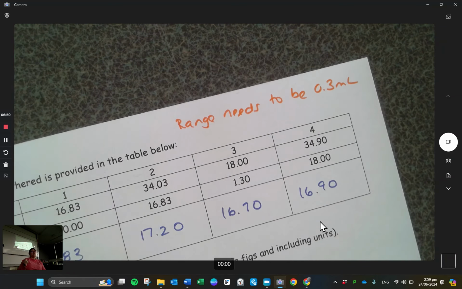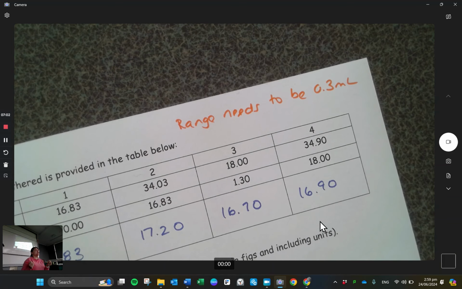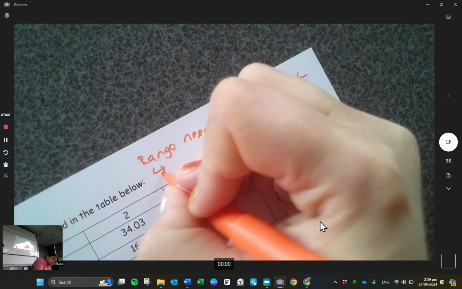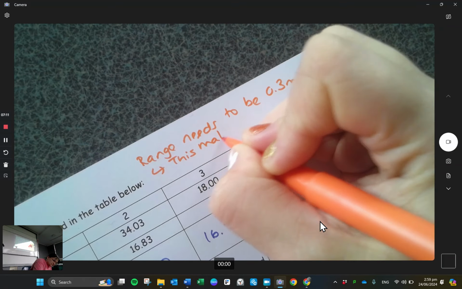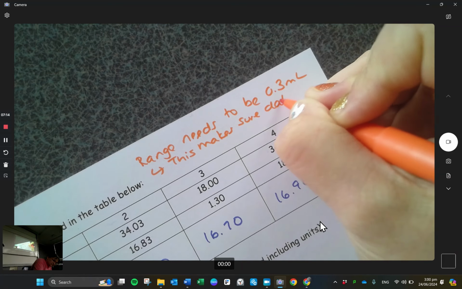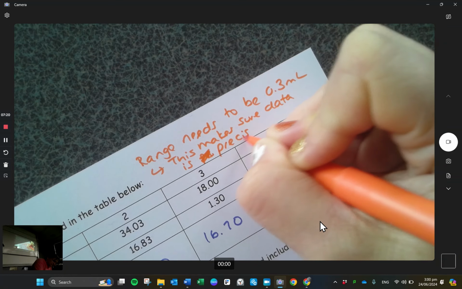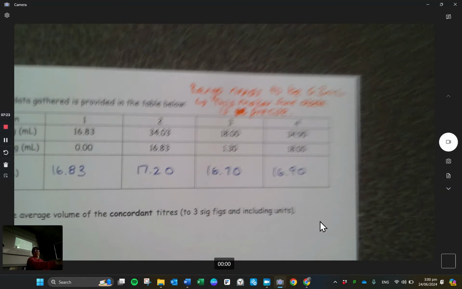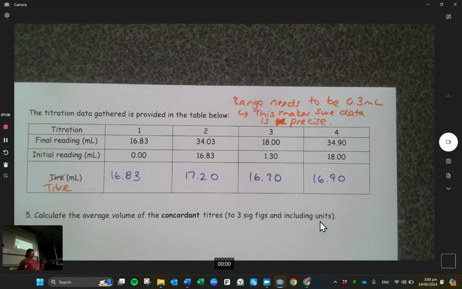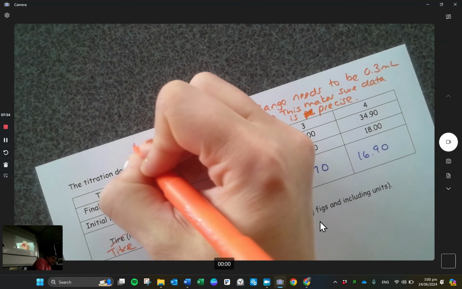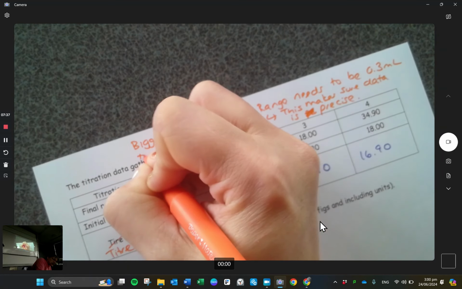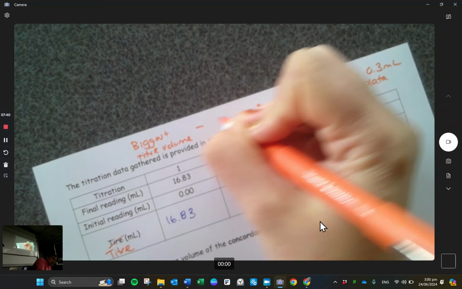When we have that range, the reason why we have it is because we want to make sure that our data is precise. We want to make sure our data points are close together. In order to calculate if my range is within 0.3, I need to take my biggest volume of titre and subtract away my smallest. So we figure out range by taking the biggest titre volume minus the smallest.